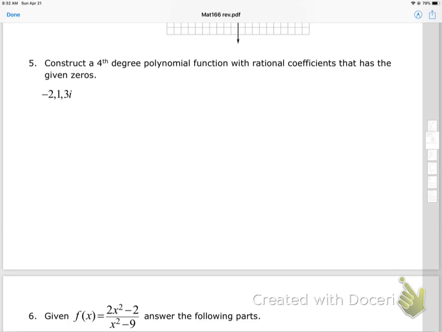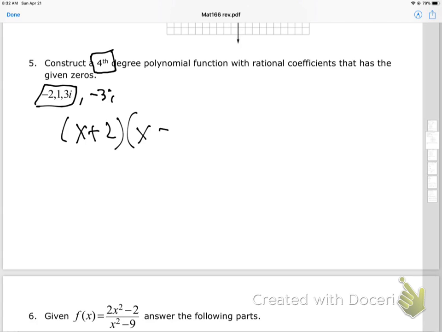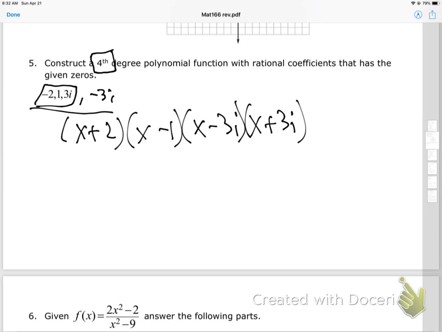Right, construct. Given these as zeros, remember that also -3i is also a 0. It should have 4 because it's a 4th degree. So x plus 2 is a factor if -2 is a 0. x minus 1 is a factor. x minus 3i and x plus 3i. Those are your 4 factors based on these 4 zeros.